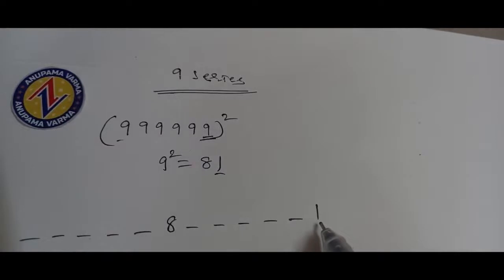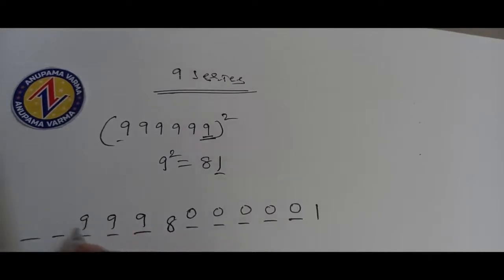So decrease 1 from this number. So fill it with 1 minus 1, 0. So fill it with zeros. Increase one to this number. So 8 plus 1 becomes 9. So fill it with 9s. So this is the answer.